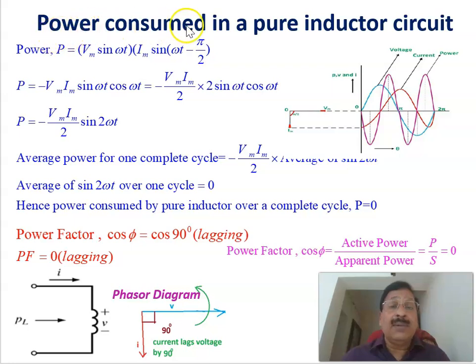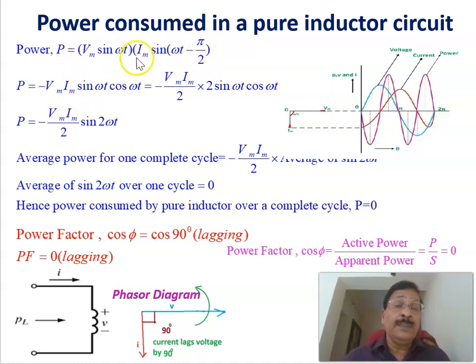Now let us see the power consumed in a pure inductive circuit. Of course, as we have already seen, it is equal to 0, but the mathematical proof is that P equals instantaneous voltage times instantaneous current. The instantaneous voltage is Vm sin omega t. And the current, as I told you, is lagging the voltage by 90 degrees, therefore Im sin(omega t minus pi by 2). Take the product of that.